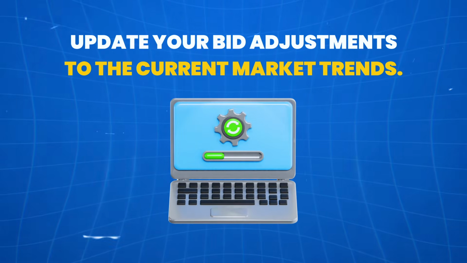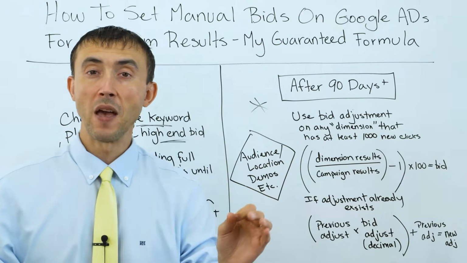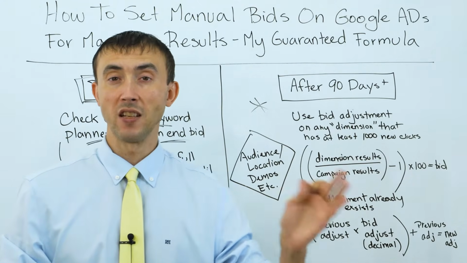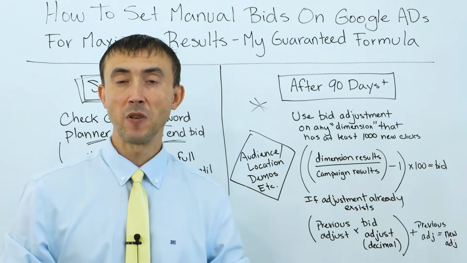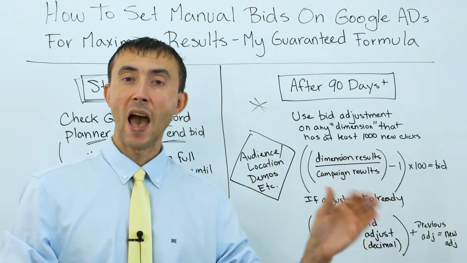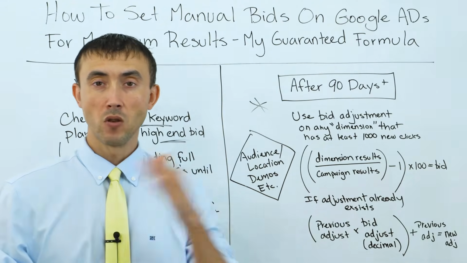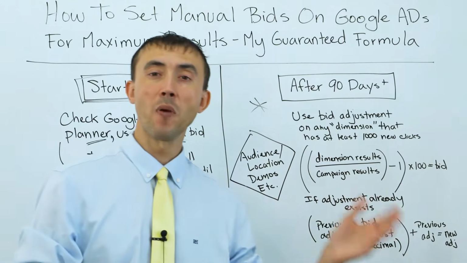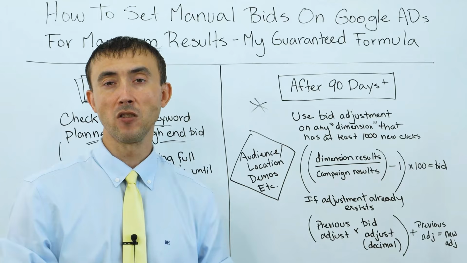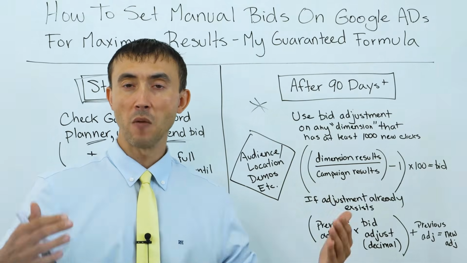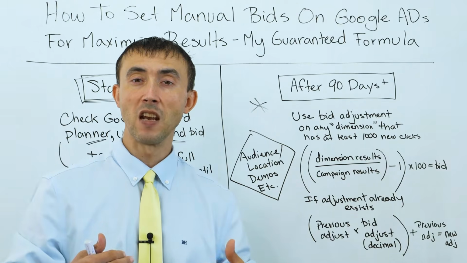update your bid adjustments to the current market trends, because mobile may convert better than desktop 2-to-1 today, but 2 years from now, it's like a 50-50 at par. So if you add the big bid adjustment on mobile traffic today, 2 years from now, you're way overpaying for the mobile customers that you're getting. And so you've got a gross inefficiency in the campaigns that you're running. You've got to set bid adjustments once you get enough data finally to do it.